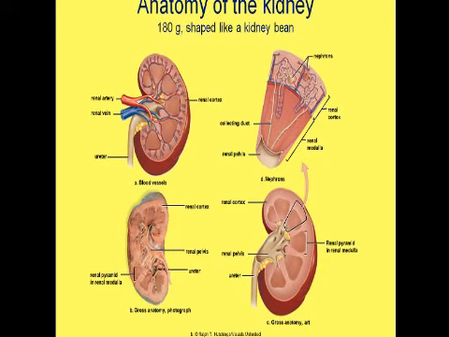Now if you look here, this is a cadaver kidney. So here's the pyramids. There's the cortex. Here's the renal pelvis, and then the ureter.